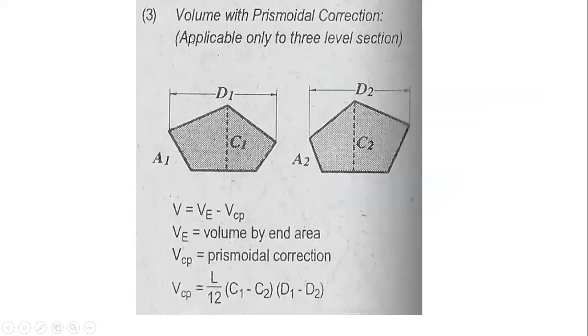Third is volume with prismoidal correction. So volume is equivalent to V sub E using end area minus V sub CP. Then V sub CP is the prismoidal correction. It's equivalent to L over 12 times C1 minus C2 times T1 minus T2. So the C and T represent the dimensions of our end sections, A sub 1 and A sub 2.